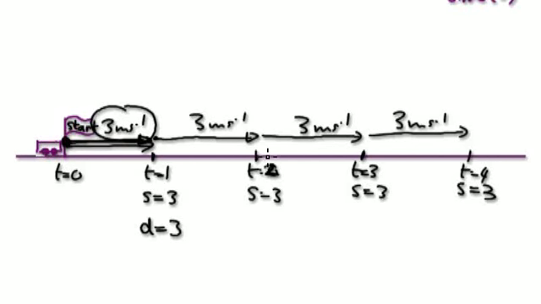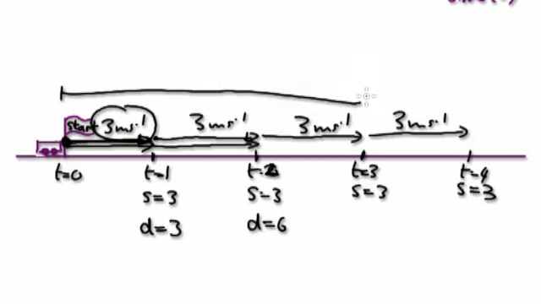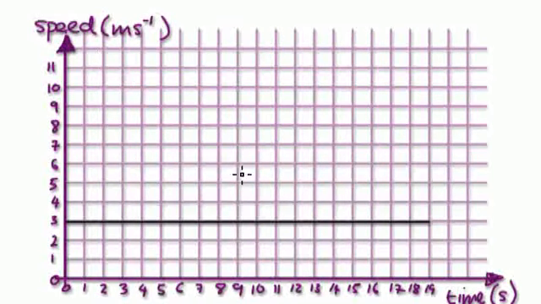Now, after another second, he would have traveled 6 meters. So here d equals 6. Now, after another second, the total distance here is 9 meters. So your dad would have traveled 9 meters after 3 seconds. Now, after 4 seconds, he would have traveled another 3 meters. So d will be 12. Now we started with this speed time graph here, and it's always the same, 3 meters per second.